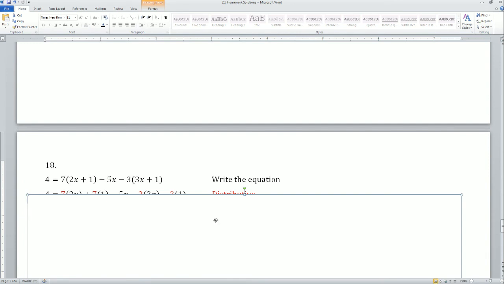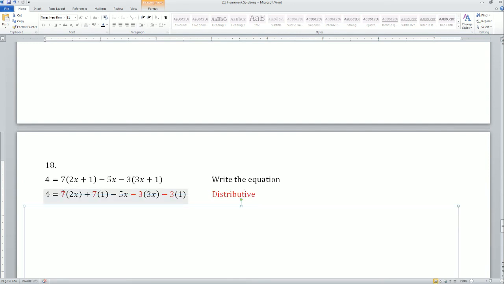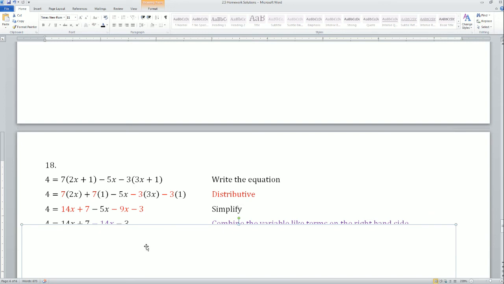18. Write the equation. Again, I am just distributing here. 7 times 2x and 7 times 1. And -3 times 3x, -3 times 1. Simplify from the distributive step. 14x plus 7 came from this part. -3 times 3x minus 3 times 1 gets you this part.